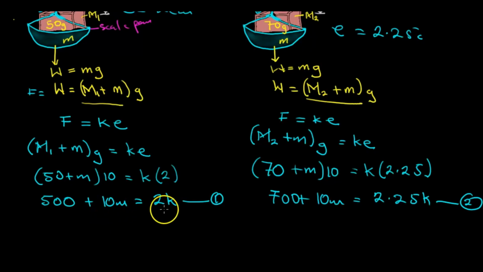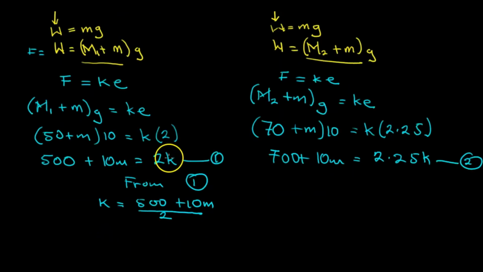Since I'm looking for m, I'm not required to look for k. So let me make k the subject in one of them and substitute in the other, so that k will go away and I'll solve for my m straightforward. So let's take equation 1. From equation 1, making k the subject, I get k equal to 500 plus 10m all divided by 2. Having k equal to all these, I can substitute this in place of k in my equation 2.